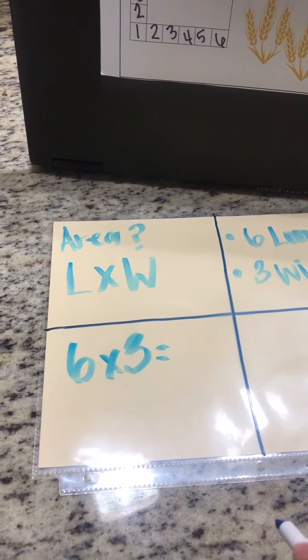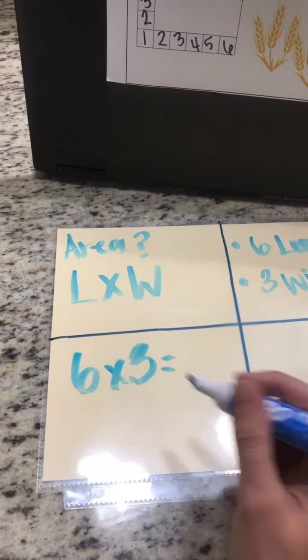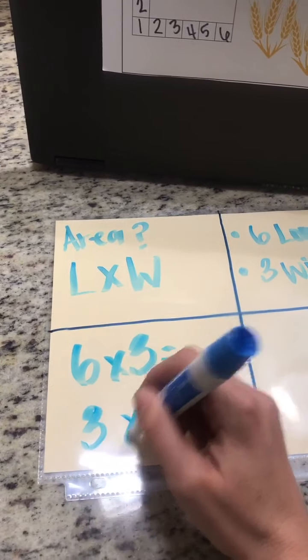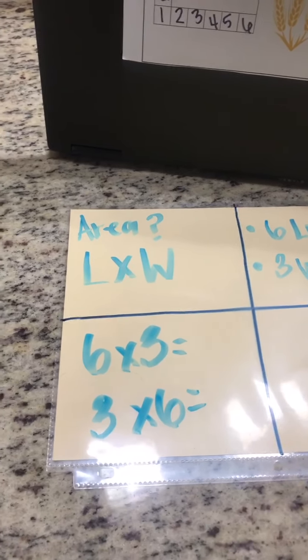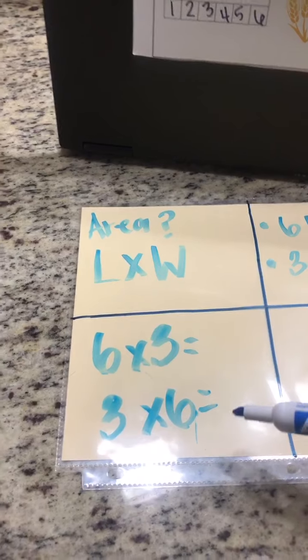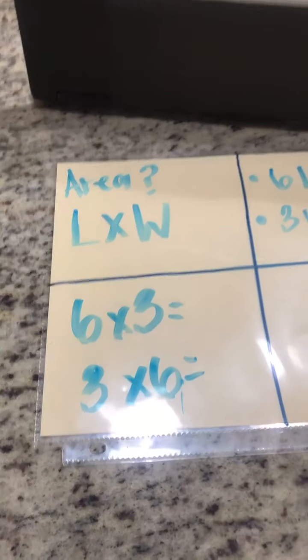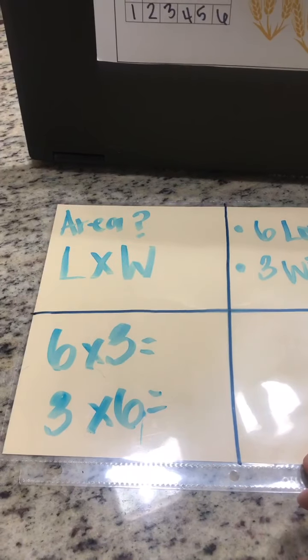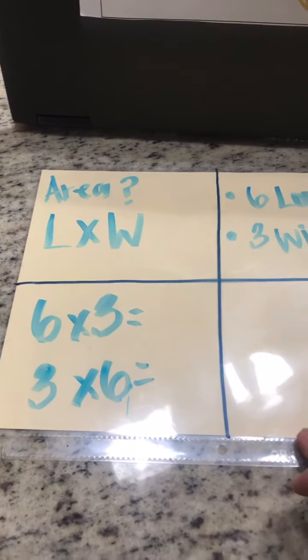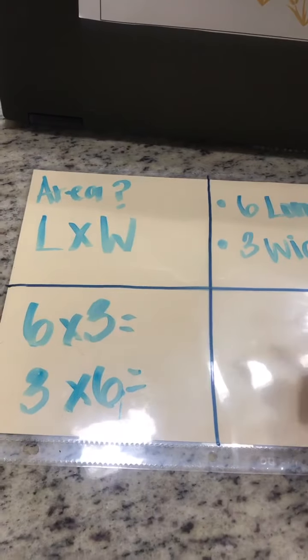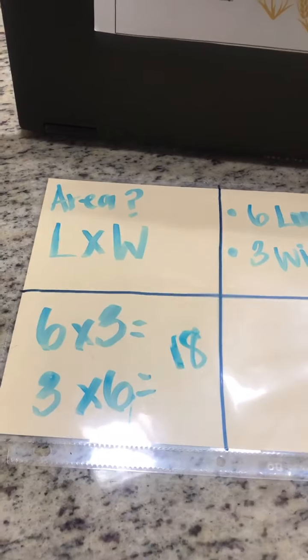Miss Nicely, my dad said it was 3 times 6. Well, does it matter which way we write it? Nope. Your dad's right and I'm right. Everybody's right. It's going to work the same way, okay? So, 6 times 3. Hopefully, y'all have been working on your facts and you know 6 times 3 is 18.